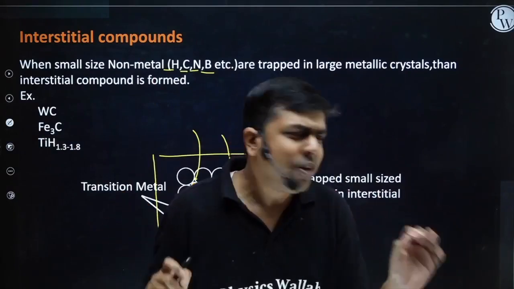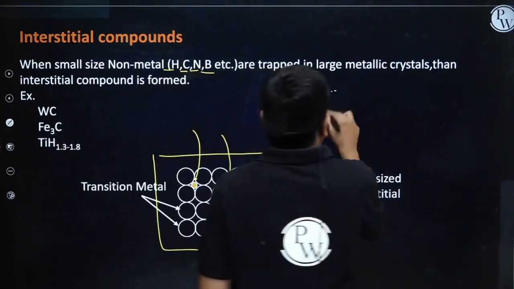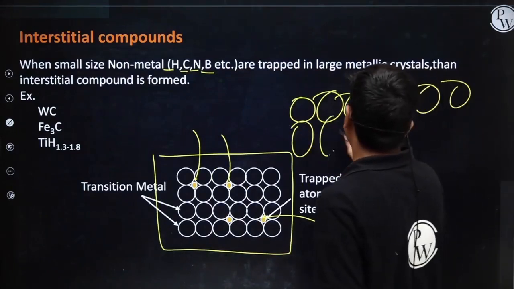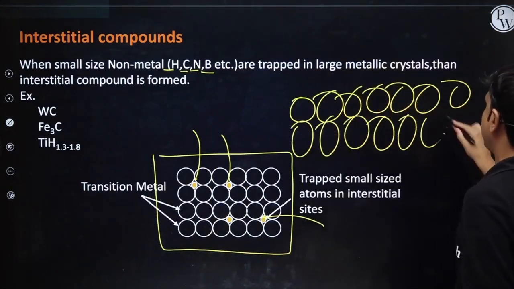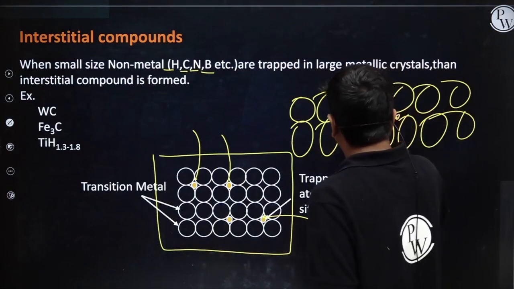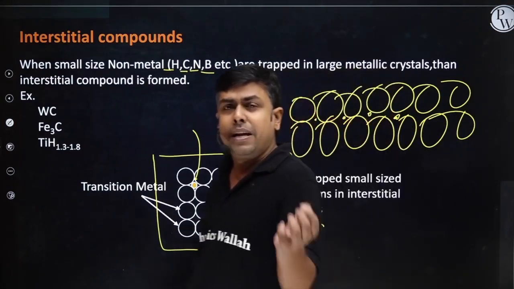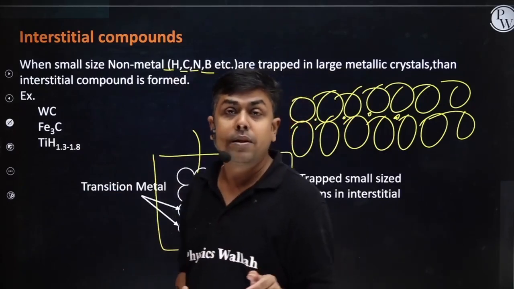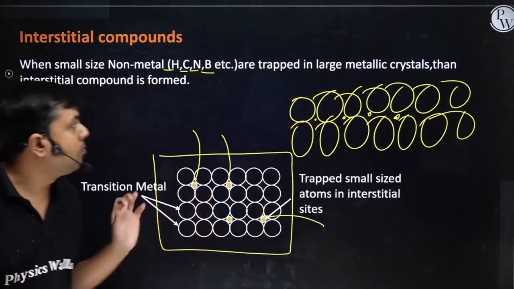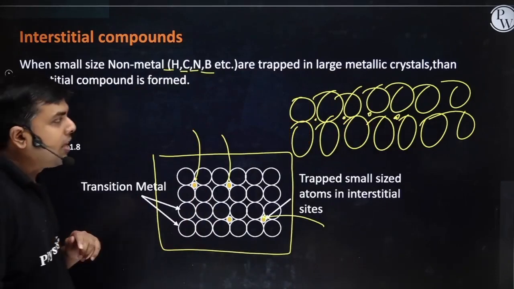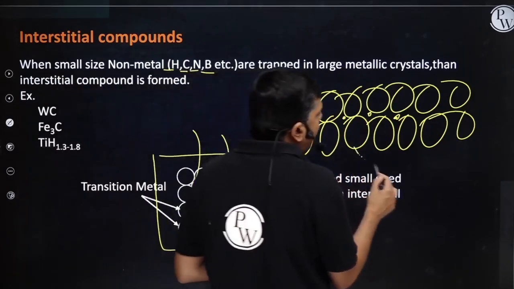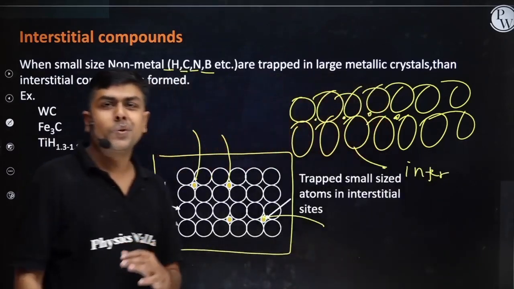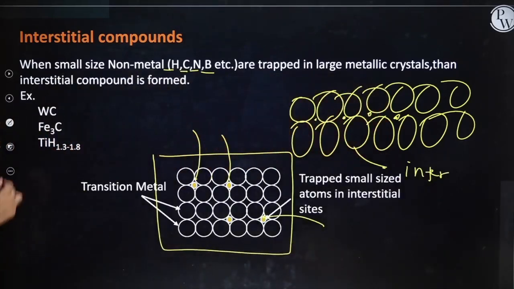We have interstitial voids in the metallic crystal, right? As we do the packing of these metallic crystals, we will have interstitial voids. Now, in these voids, if some elements get trapped, which elements? Hydrogen, carbon, boron, nitrogen, these are the small size elements. If they get trapped, then they form interstitial compound. Am I clear, student? Let's move ahead.